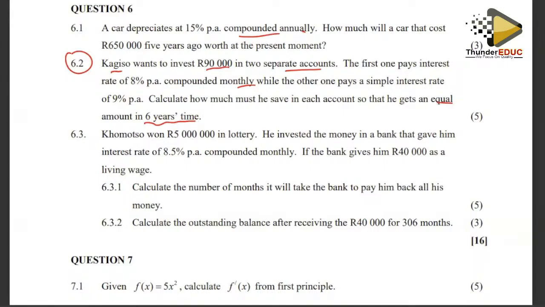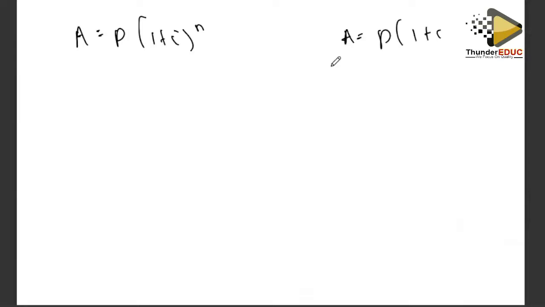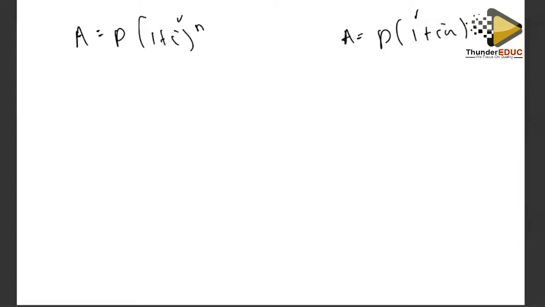Now, this is a bit tricky, no? Because now we need to compare the compound and the simple. With the compound, we know that A is equal to P into 1 plus i to the exponent of n. With the simple, 1 plus in. They're telling us that both amounts must be the same. So the outcome needs to be the same, meaning that P into 1 plus i to the exponent of n must be the same as P into 1 plus in.